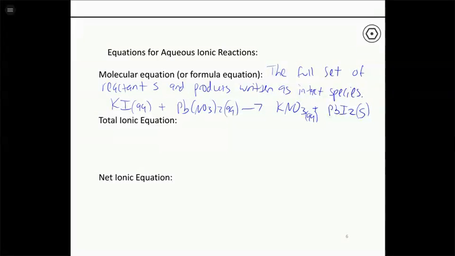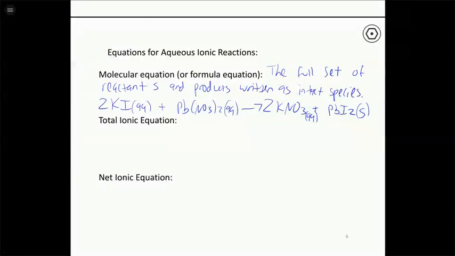So usually precipitation reactions are pretty simple to balance because the coefficients tend to be pretty small. But if you look at this here, we have 2 NO3 minuses paired with lead, so we're going to have 2 KNO3s. We have 2 iodines, so we need to put a 2 in front of KI. And that should be all we need to do to balance this. So balancing is usually pretty simple, but you do need to make sure that the number of ions on the left equals the number of ions on the right. And so a couple of coefficients are needed in this case to do that. Okay, so that's what we call the molecular or formula equation.